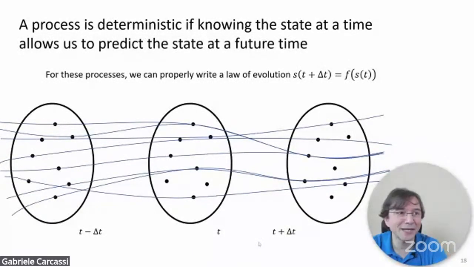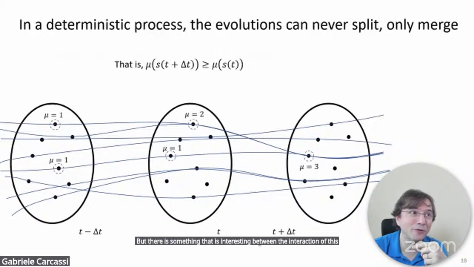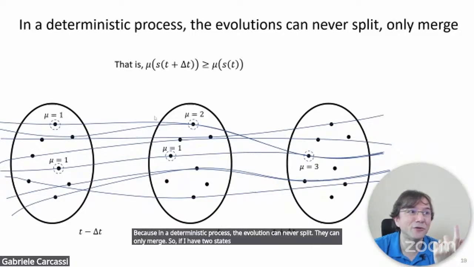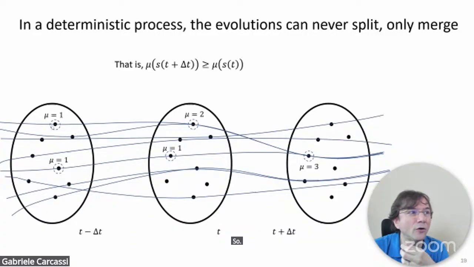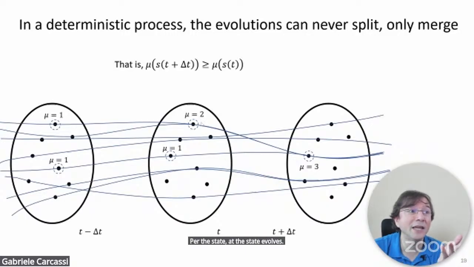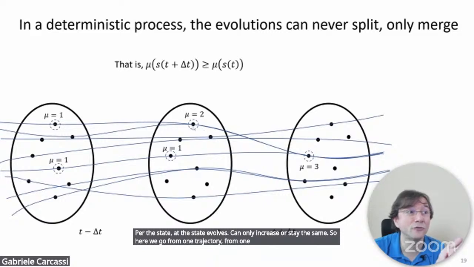But there is something interesting in the interaction between this definition and the count, because in a deterministic process, the evolutions can never split. They can only merge. So if I have 2 states and then the future state is the same, then from then on, the evolution has to be the same. So if we go through the states over time, we can see that the count of evolutions per state as the state evolves can only increase or stay the same. So here we go from one evolution that goes through here, to 2 evolutions that go through here, to 3 evolutions that go through here. That's the only thing that you can do.